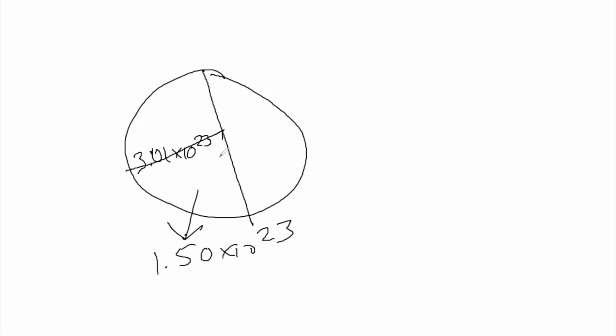Make another cut right here. Again, halfway through here. It's not halfway, so let me go ahead and redo that. So make another halfway cut through here. You would now have within this slice right here half of 1.5, so about 0.75 times 10 to the 23rd.